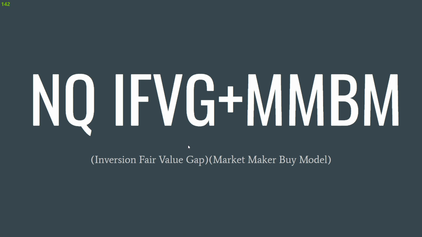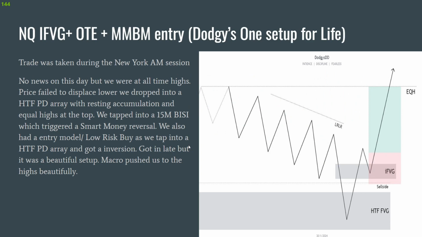So this is the last model, the NQ inversion fair value gap with the market maker buy model. As you can see here, we had NQ inversion fair value gap plus optimal trade entry plus a market maker buy model entry. And this is also Dodgy's one setup for life, where I have it on the right here. You have equal highs with a bunch of low resistance liquidity, which then we tap into a higher time frame fair value gap, sweeping sell side, and then we inverse from the leg that tapped into sell side. We inverse one of the inefficiencies, so a fair value gap, which then we go and target the equal highs.